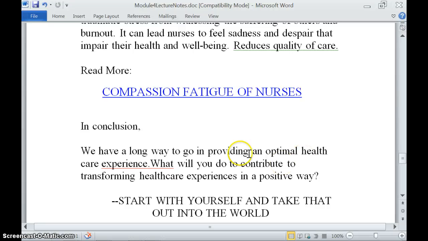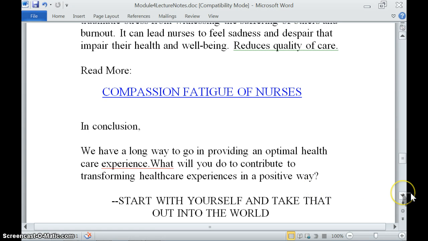And then what will you do to contribute to transform healthcare experiences in a positive way? How will you maintain positive mood? How will you maintain this positive environment? How will you positively impact your patients or your clients? By listening, by caring. It's a lot more than knowing about the body. It's a lot more than knowing about the types of food to eat. It's a lot more than knowing about the way in which certain drugs impact immune functioning, for example.